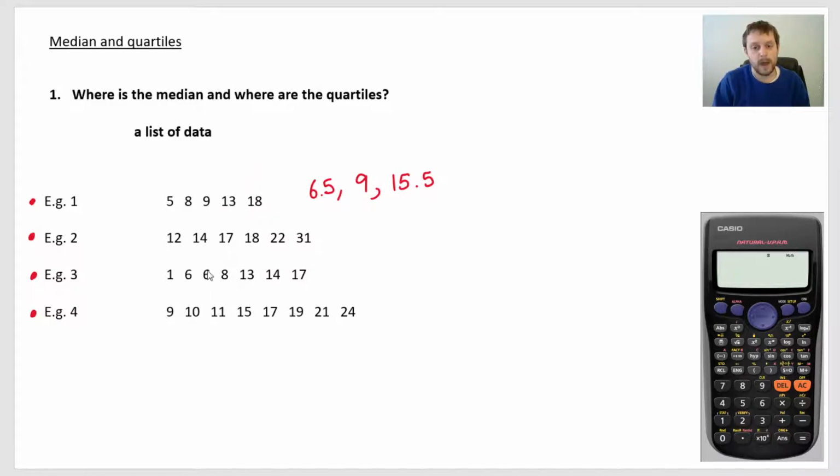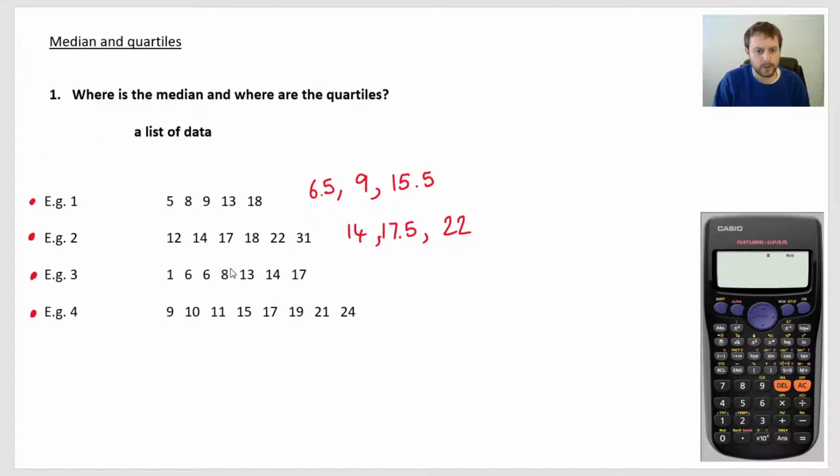Okay, if we do the same here, halfway between 17 and 18 is 17.5. And then this would be the lower quartile, and this would be the upper quartile. So we've got 14 and 22. Now it turns out it's this example here where you would get slightly different answers for your quartiles if you use the method in the book. Now I'll get onto that soon.